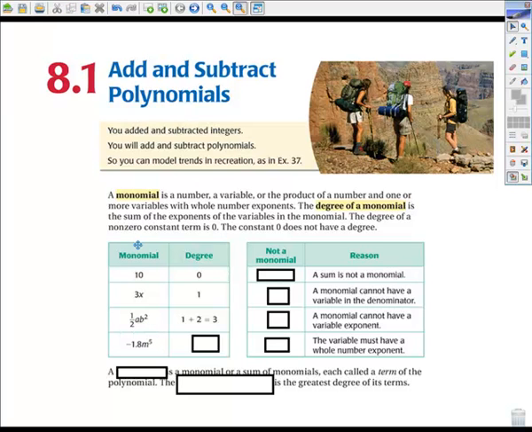And another one, negative 1.8 m to the 5. Here's our number, and the product of the number and the variable, and this is m to the 5th, so it's the degree of 5.